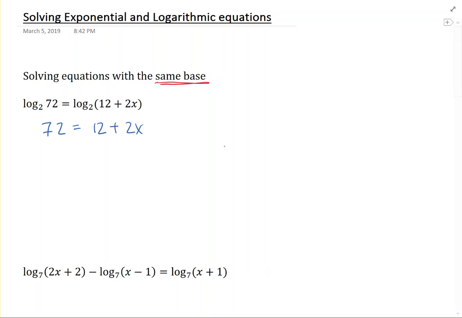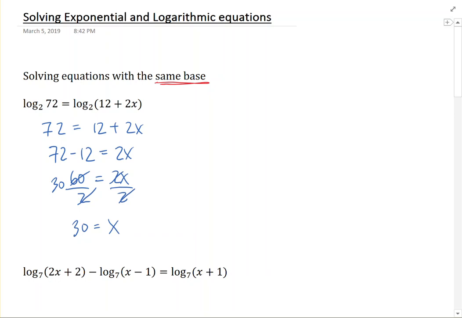First, we're just going to move the 12 over. That gives us 60 equals 2x. Divide both sides by 2, so we're left with 30 equals x. Actually, I'm just going to rotate around, I'm more used to looking at the x on the left side. Okay, and there's our first scenario.